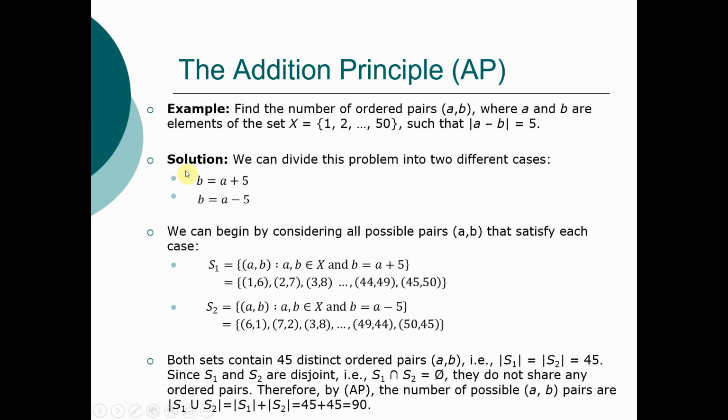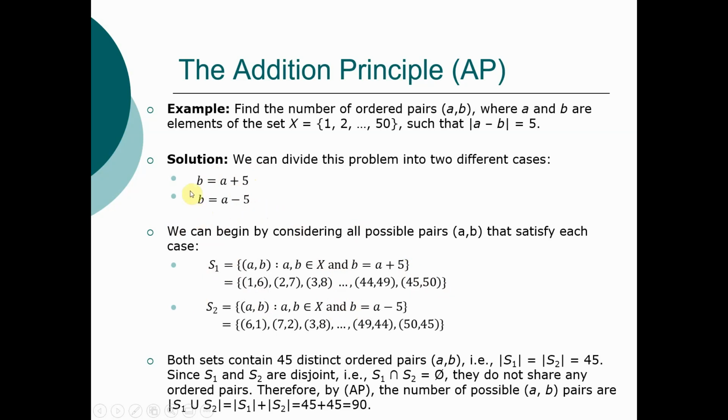So for set 1, A can be any integer between 1 all the way to 45. It cannot be bigger than 45, because if A becomes bigger than 45, then B cannot be in the set X. So A can be any number from 1 to 45, and for any A, you can find B by adding positive 5 to A. Right, so these are all the pairs in the set S1 where B is equal to A plus 5.